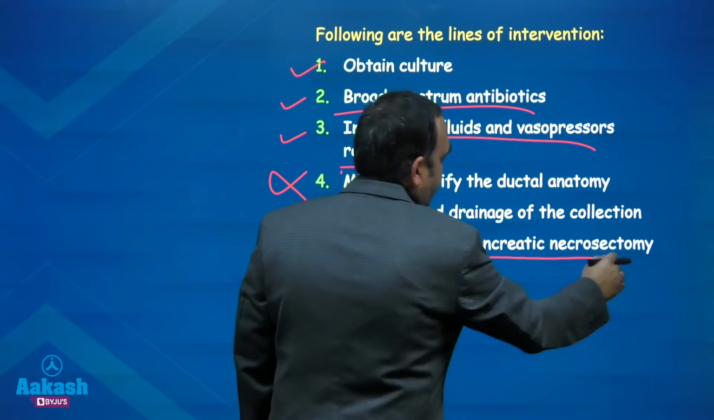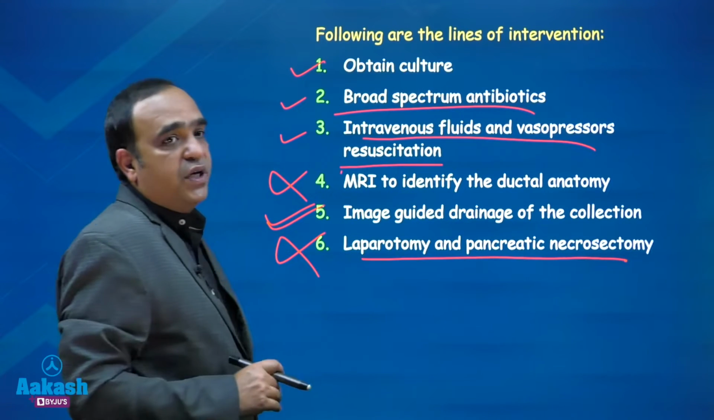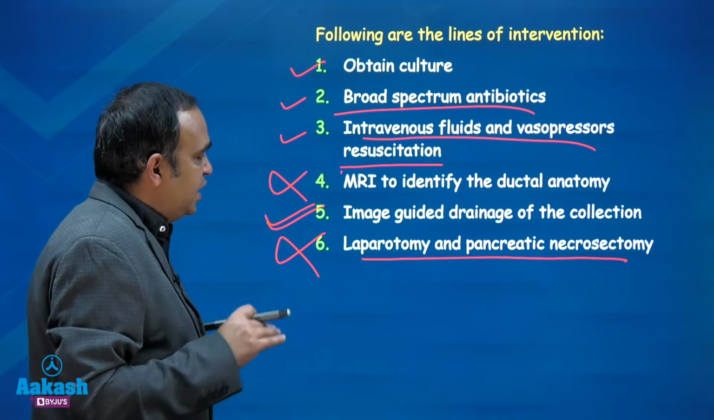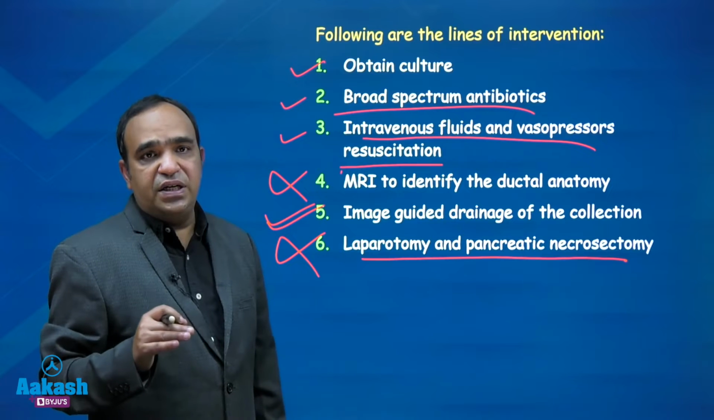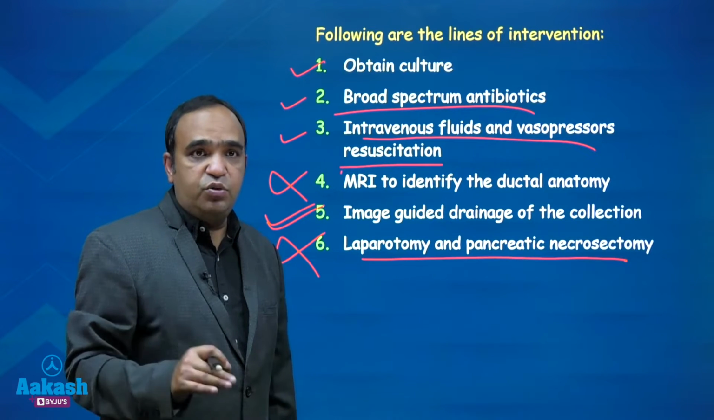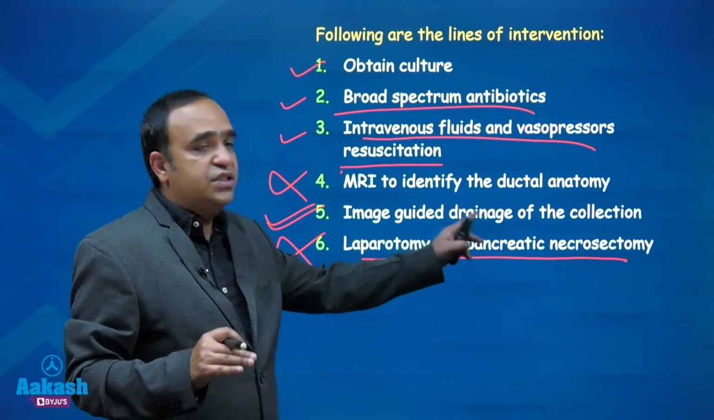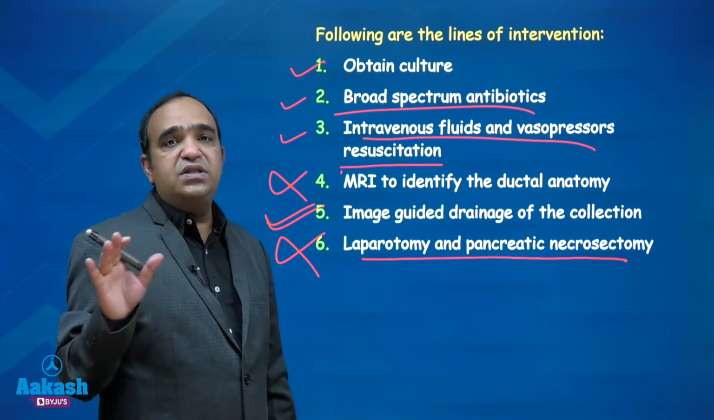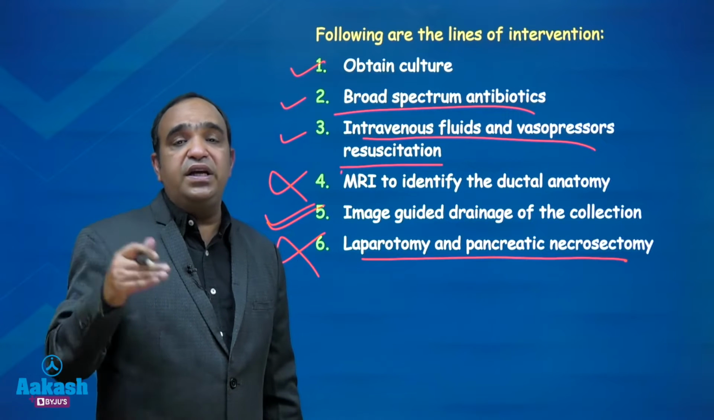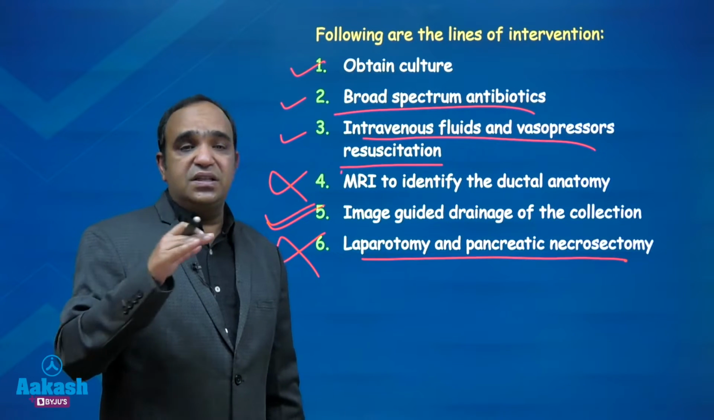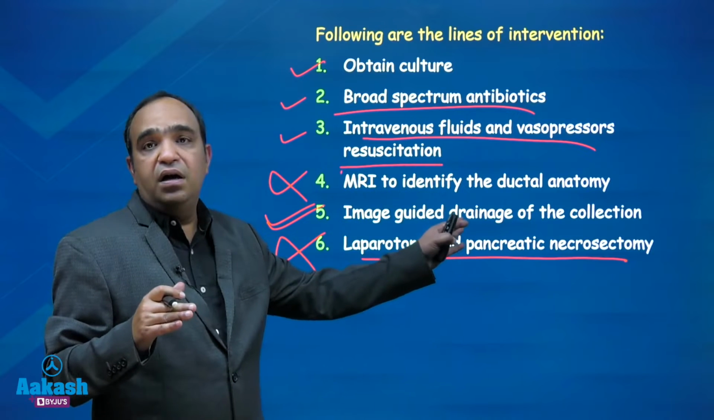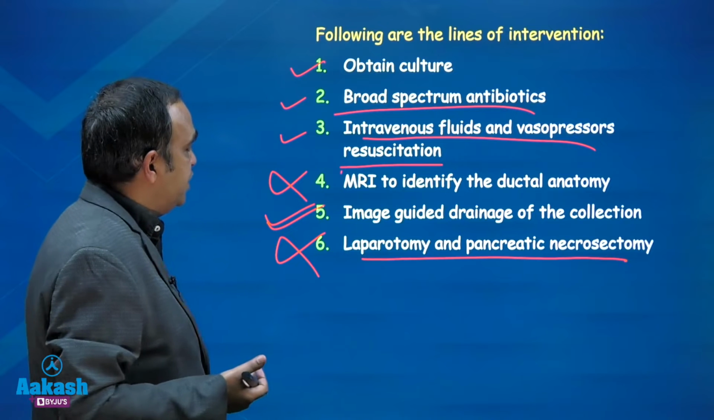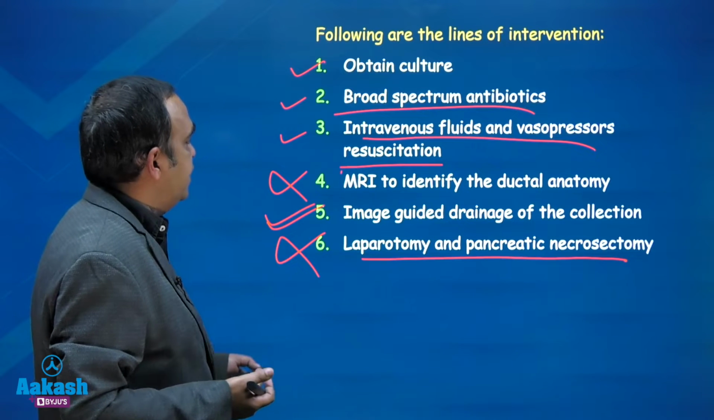Laparotomy and pancreatic necrosectomy, no way, because the patient is unstable hemodynamically, plus many patients of acute necrotizing pancreatitis, if they respond well to the antibiotics, just with the drainage of the collection, they might respond and you might not need it. So necrosectomy is not needed in all the patients, only at a later stage. If the patient doesn't respond to any of these treatments, then as a last resort, laparotomy and necrosectomy is done. So it's not the part of early intervention.